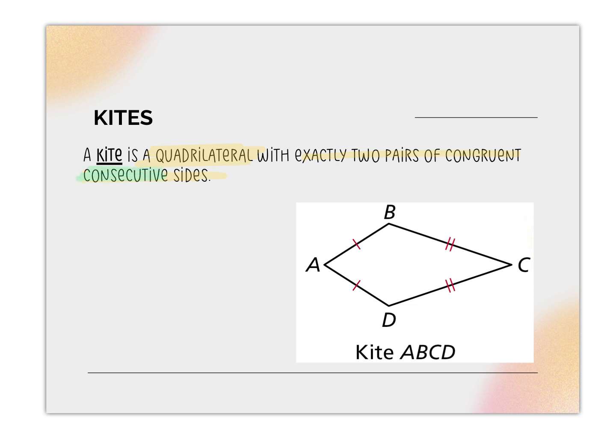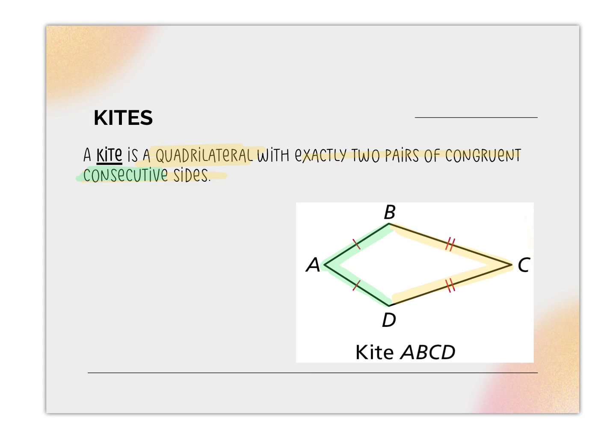And the word consecutive really is important. It's basically saying here's one pair of consecutive sides that are congruent. Notice they're kind of attached to each other or adjacent. And then here's another pair of consecutive congruent sides. Notice none of those are parallel to each other. There's some interesting facts here.